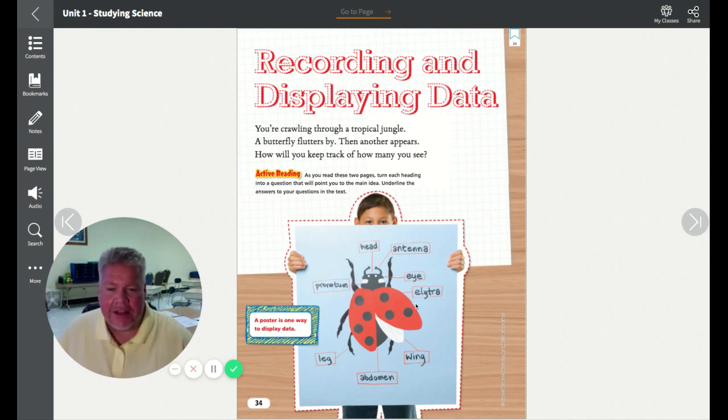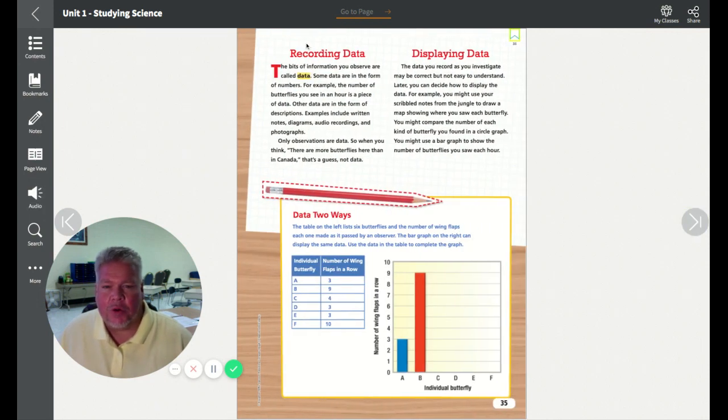And look at this boy. He's got a ladybug and he's got all the different parts. All right, let's go. Recording data.